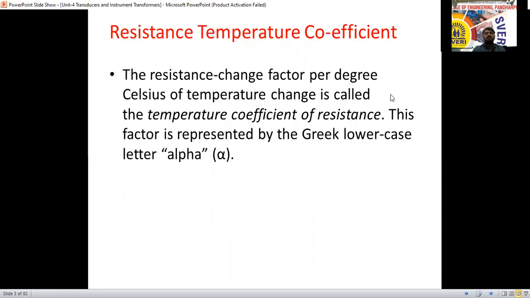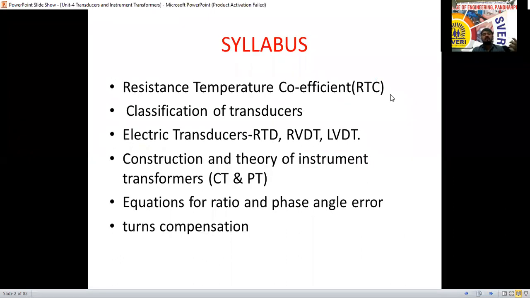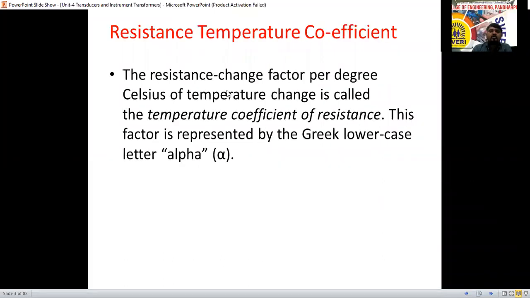So we'll start with the first one, that is called resistance temperature coefficient. We are going to discuss it now. The definition I told: the resistance change factor per degree Celsius of temperature change is called the temperature coefficient of resistance.